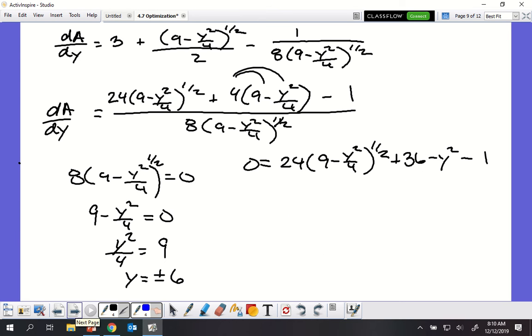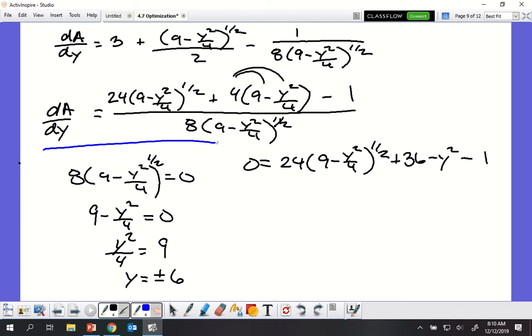So I carried it over, I found a common denominator, I put them together, and I set it equal to 0, right here.